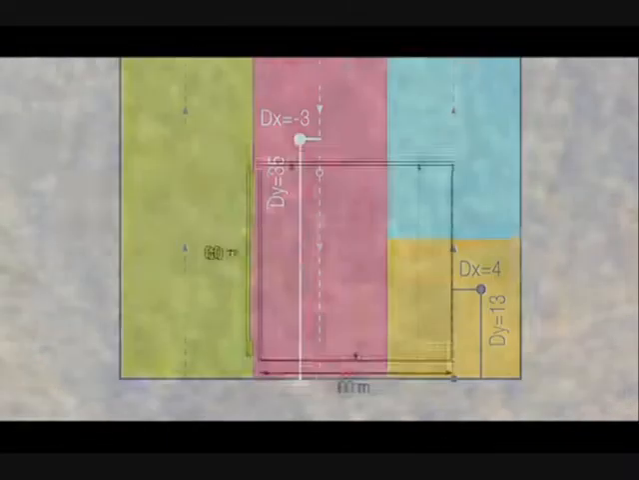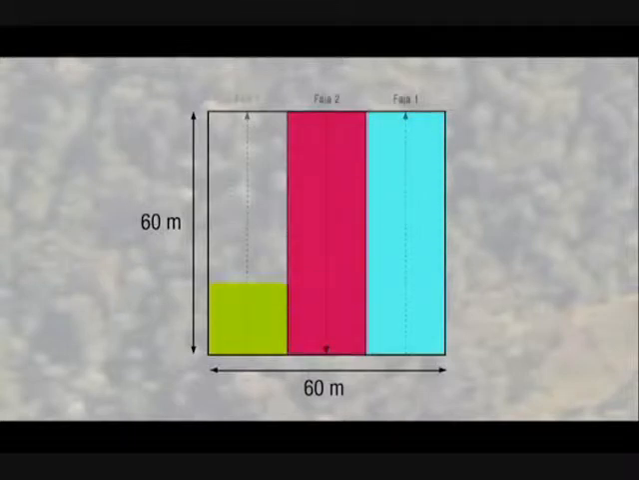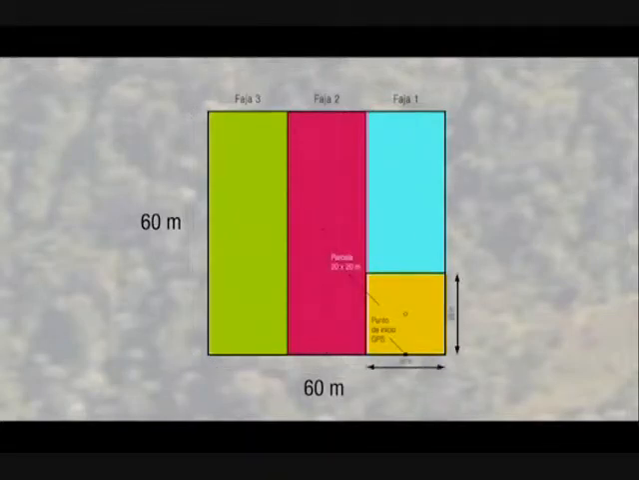Once the inventory is finished in Strip 1, they continue with Strip 2 and then with Strip 3, always beginning with the central lane in a north-south direction.